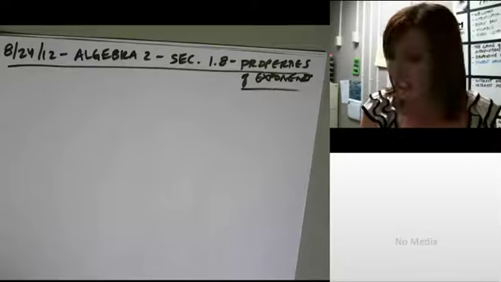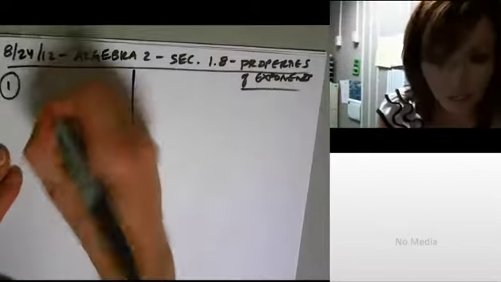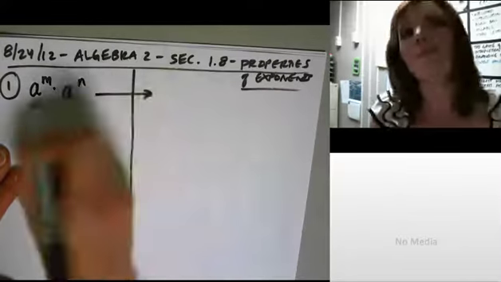Okay, today we are doing properties of exponents. So we're going to review some here. All right, so the first one that we're going to review is a to the m times a to the n power.